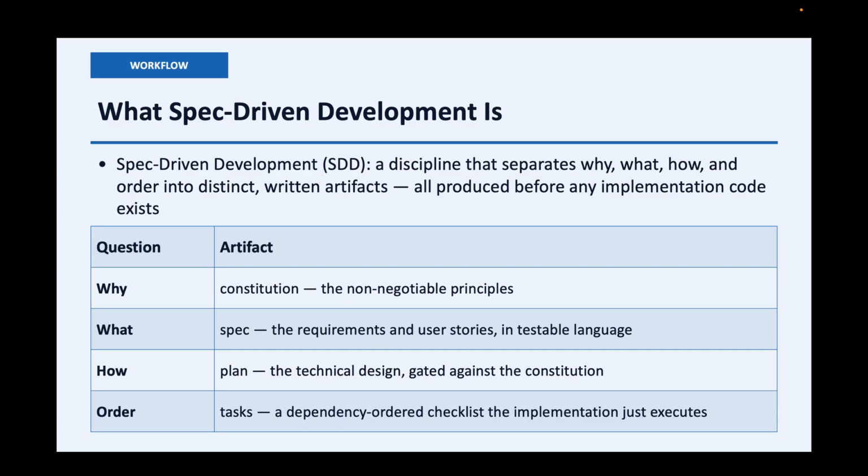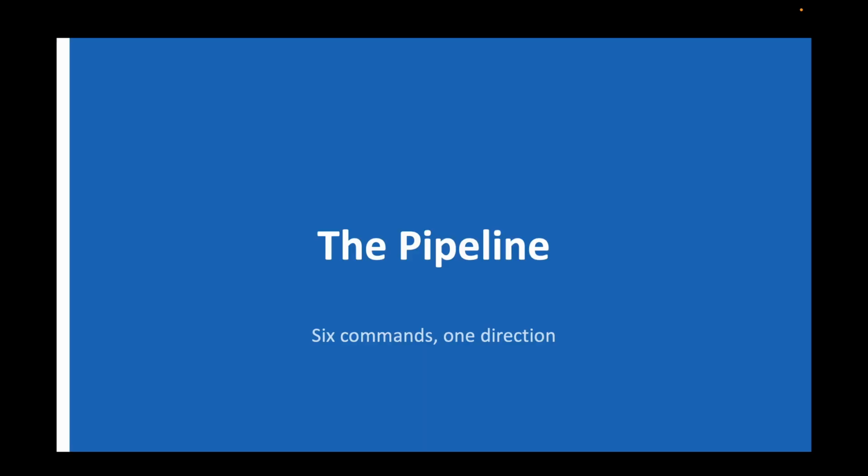Why? This is answered by the Constitution. These are the non-negotiable principles that we have when we create these different implementations. The what, we're creating the spec. These are the requirements and user stories in testable language. The how, this is the plan, the technical design gated against the Constitution. And finally, we have order. This is done via the tasks, a dependency-ordered checklist. The implementation just executes. Let's get into the commands and mechanics that are within SpecKit.